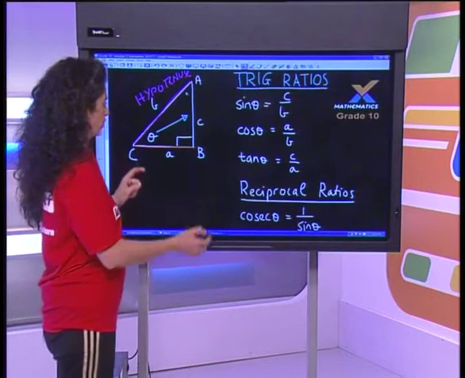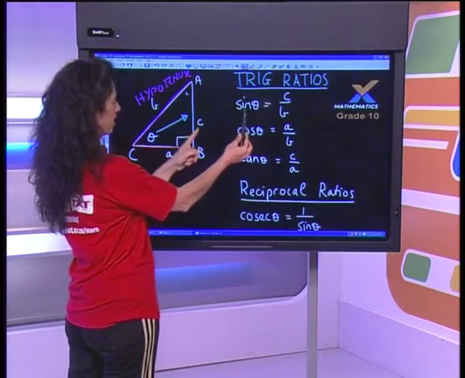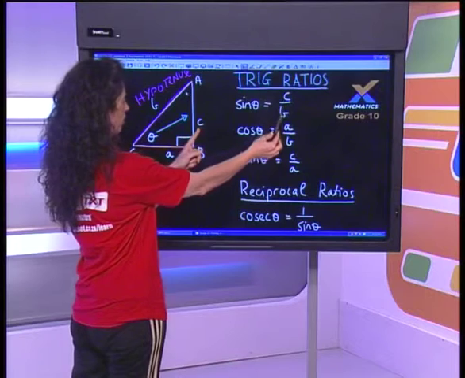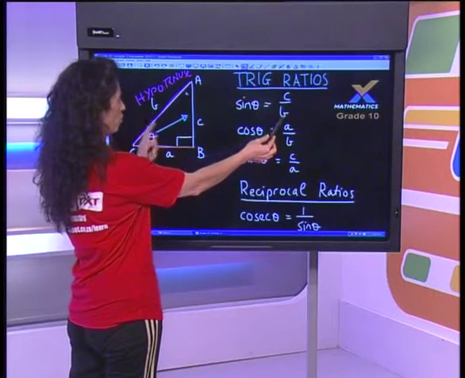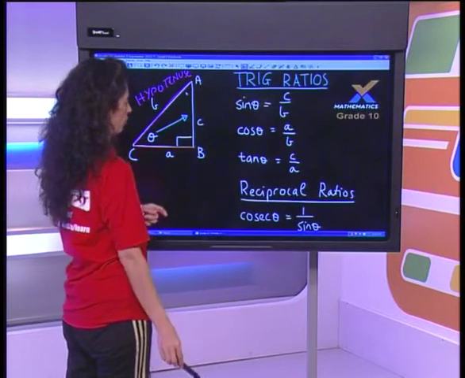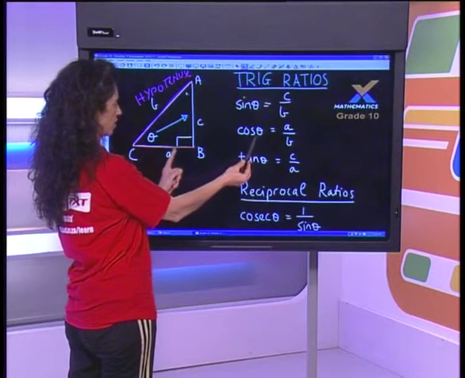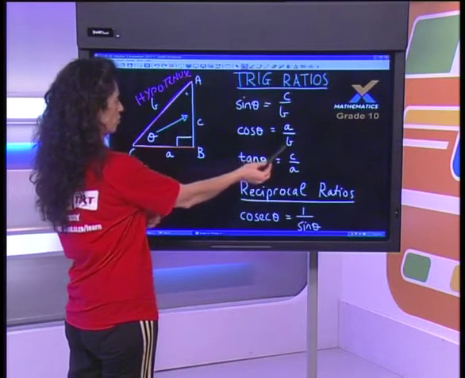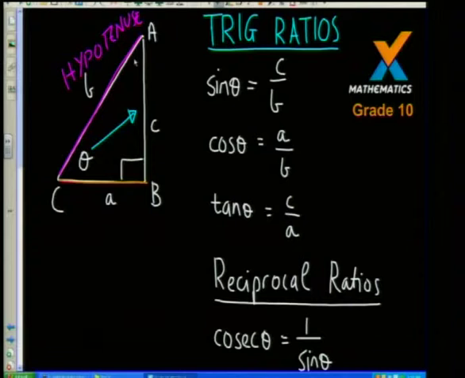So let's look at the definitions. For sine, we need the side opposite, which is C, divided by the hypotenuse, so we've got the fraction C over B. Cos theta is the adjacent side over the hypotenuse, so that would be that fraction there. And tan theta is the opposite side, which is C, over the adjacent, so C over A would define tan theta.